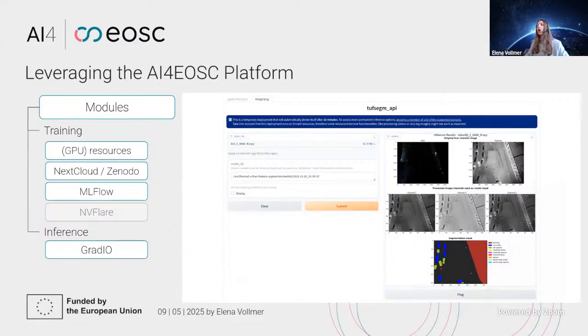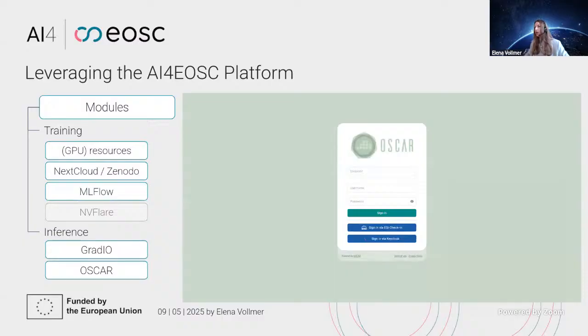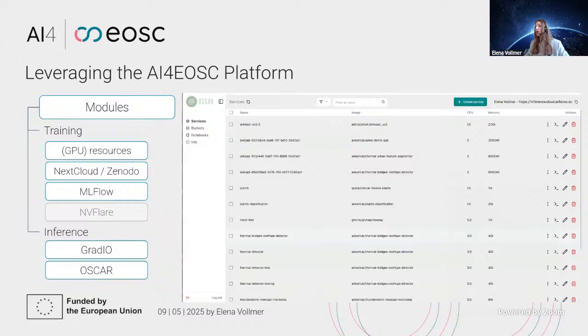So for proper user interfaces and using the models for inference, OSCAR is really the way to go, which was already described in the last webinar in great detail. So I'm just going to briefly show how I use it here, and also mentioned by Irina, of course. So you can create these services in OSCAR as exemplified here, the thermal bridges on rooftops detector.